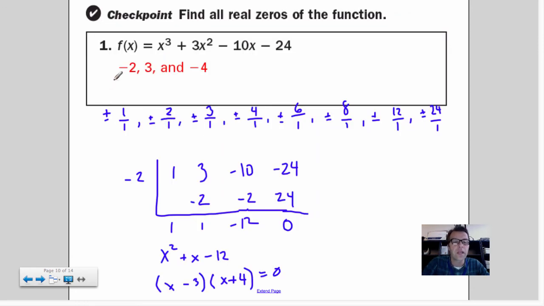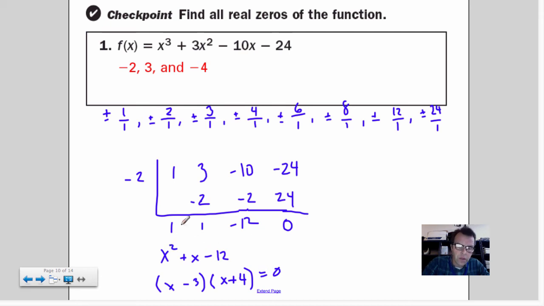And here we go, final answers. So -2, 3, and -4. How did I do it? Well, +1, I showed you didn't work. I tried -1, it didn't work. Then I tried +2, it didn't work. I was getting frustrated, but again, I'm still on the low end of all the possible numbers. Finally, -2 gave me 0.